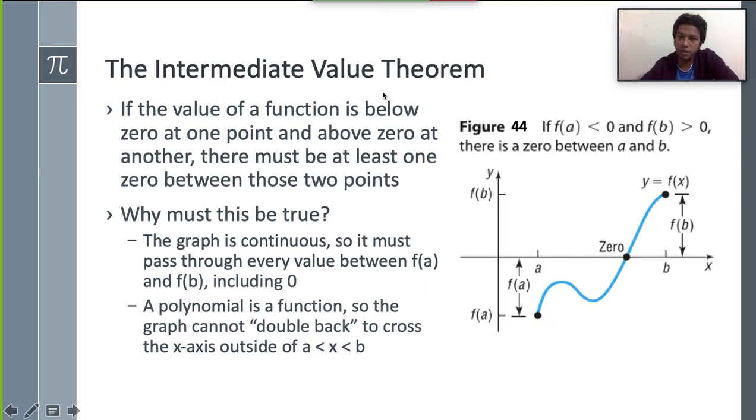Let me repeat once again. This is the intermediate value theorem. If for one value you get a negative answer in the function, and for another value you get a positive answer, then between those two values, in this case a and b, there must be a real zero.